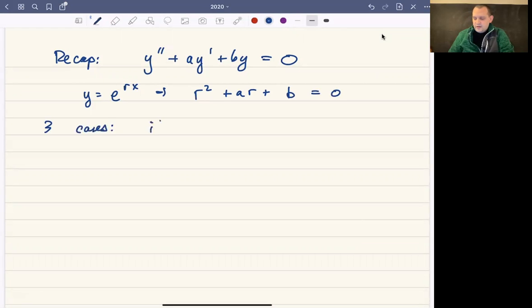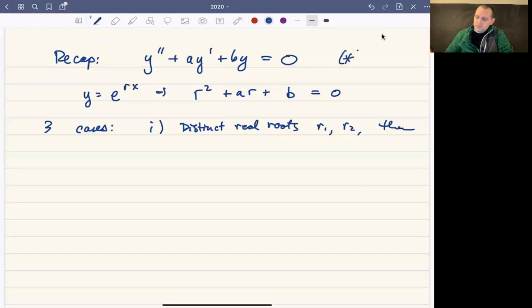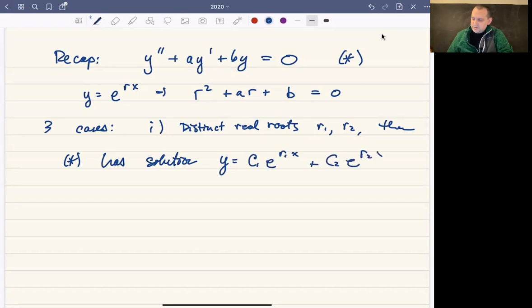So if we have distinct real roots, r1 and r2, then the general solution to this differential equation, which I'll call star, is y equals some constant e to the r1x plus some other constant e to the r2x. So if you have two distinct real roots, you can just take e to the r1x plus e to the r2x, put constants in front, and there's your general solution.